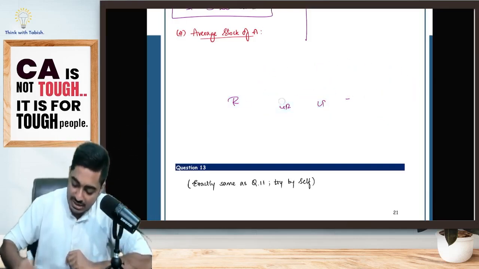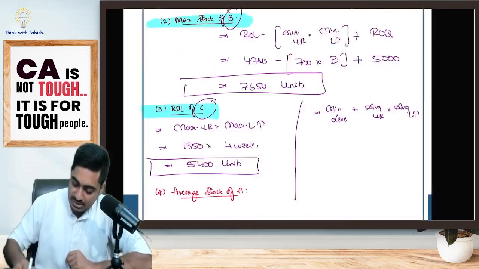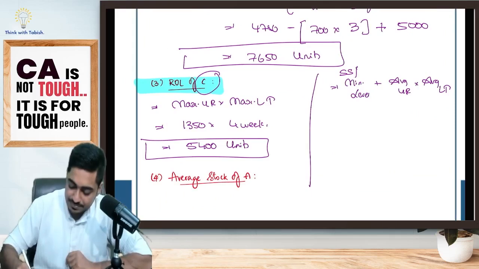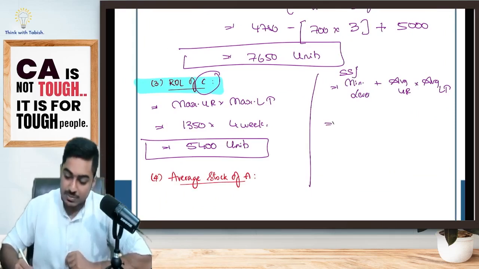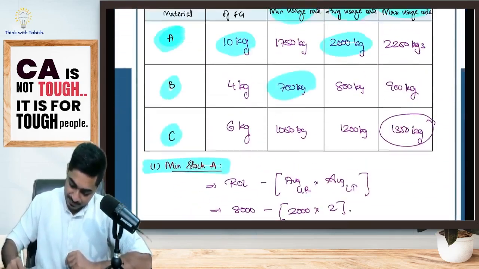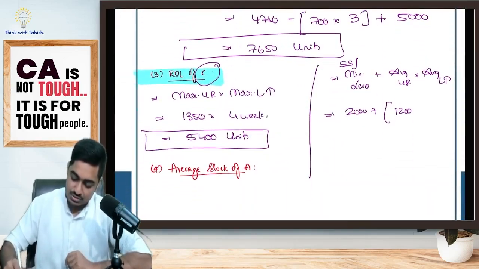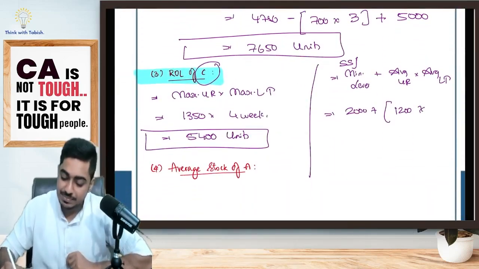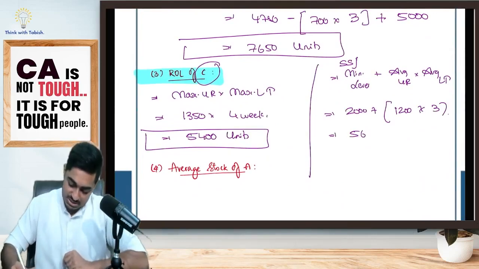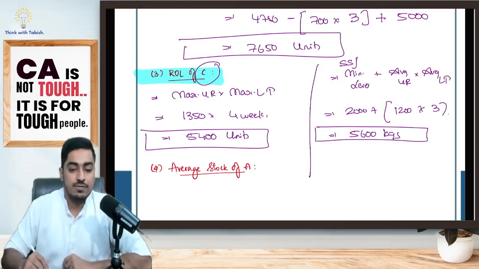That means if I want, I can do it this way also, telling that safety stock or minimum level. What is the minimum level for C? It is 2000 plus average usage rate of 1200 into average lead time for C, which is 3 weeks. So 3600 plus 2000, is it 5600 kgs? Yes or no, everyone? Perfect.